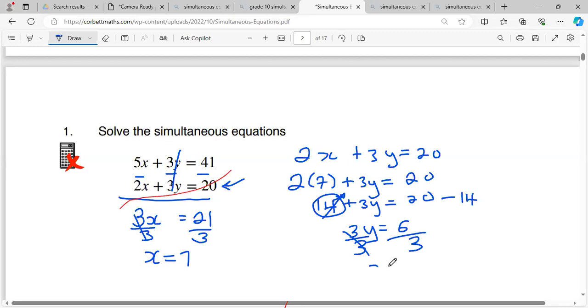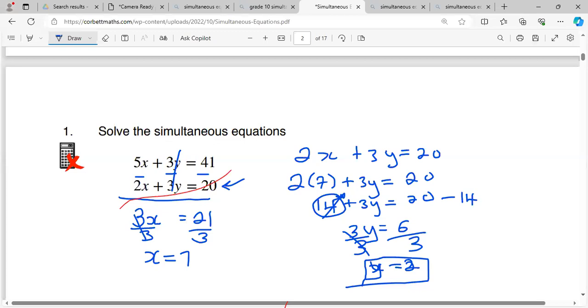Number of persons got that. Some persons stop at x equals 7. Remember, guys, you're supposed to substitute it and find y also. They want both values. So when you find x or y, make sure you find both of them. All right?